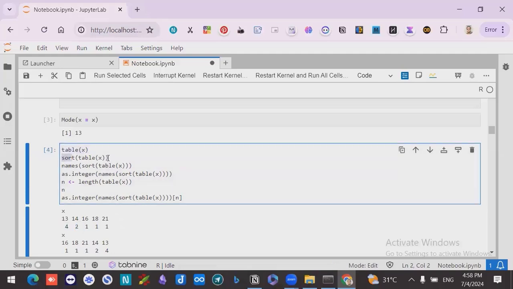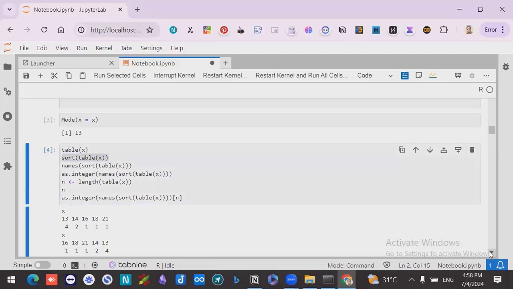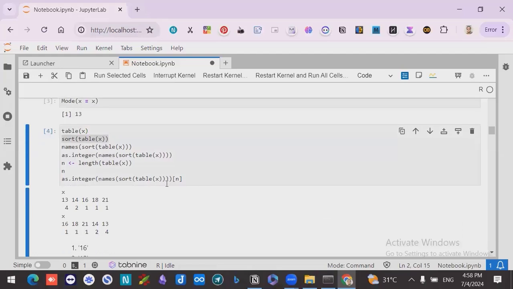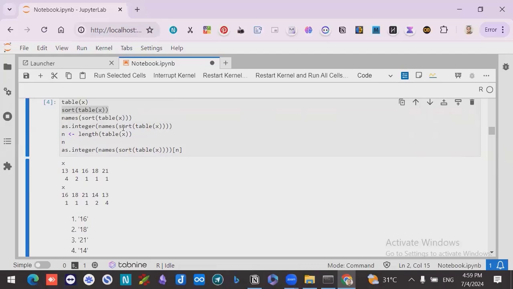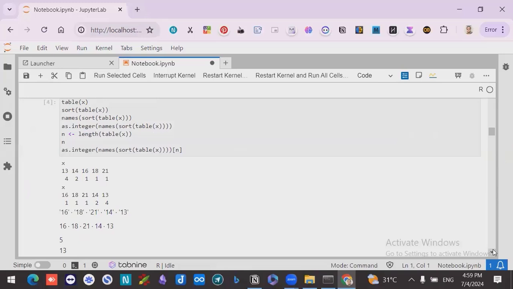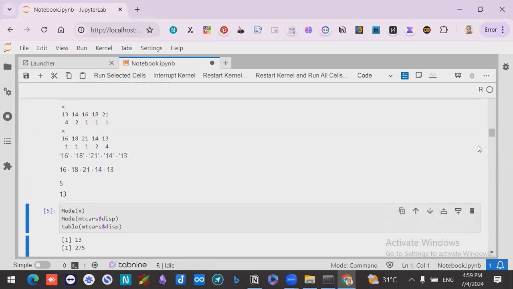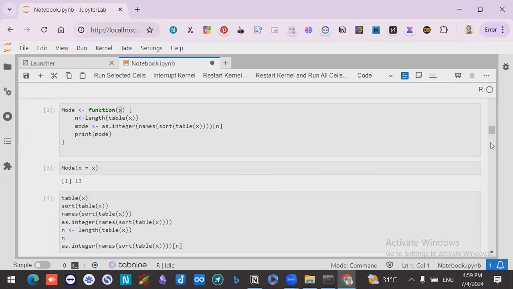Then after that we are applying sort, so that it will go from the lowest to highest. Okay, and the names are also given here, so that it will give the output like this. Okay, 16 to and these values in this order, and then we are applying sort. So this is just table only, but here we are sorting, and we are taking that value and calculating these values. You can see we are getting values like 5 and 13.